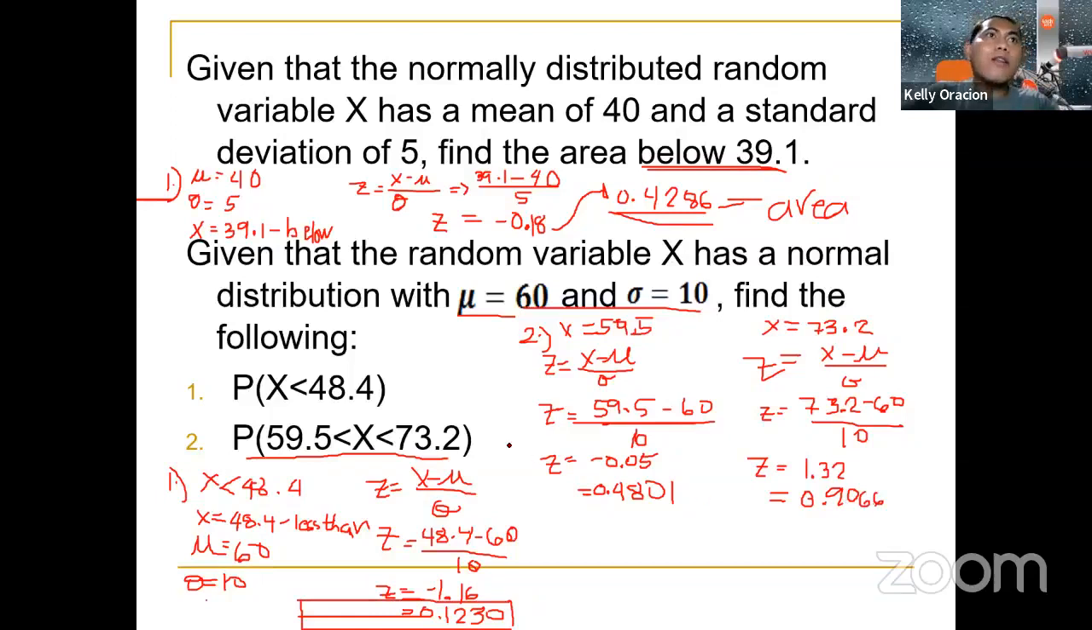Is this correct? Yes, sir. Okay, thank you so much. This is already correct. Now we already have the tabular values of the two z-scores. Let's subtract, starting with the bigger one: 0.9066 minus 0.4801.